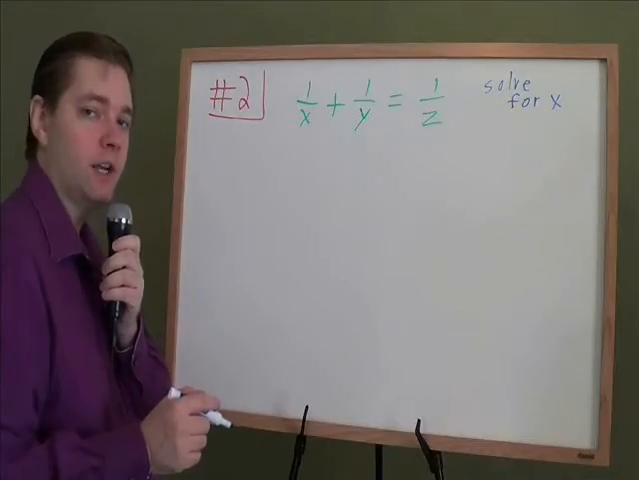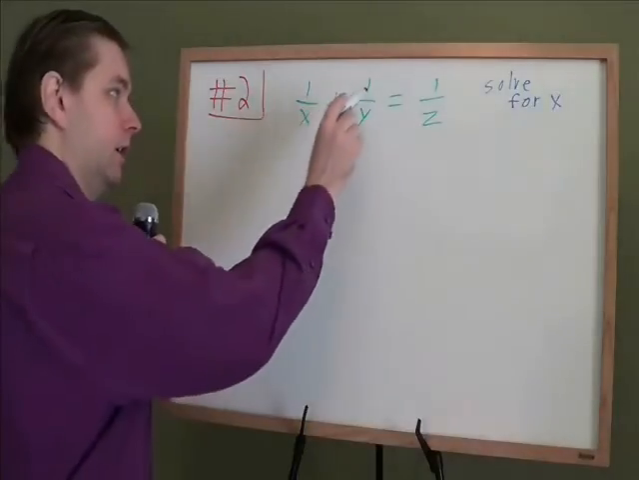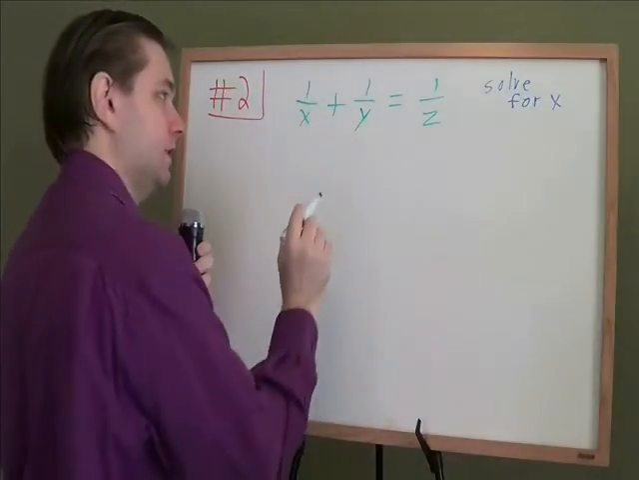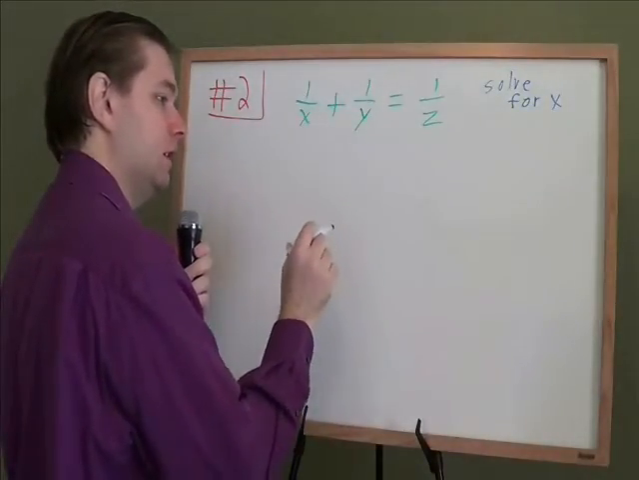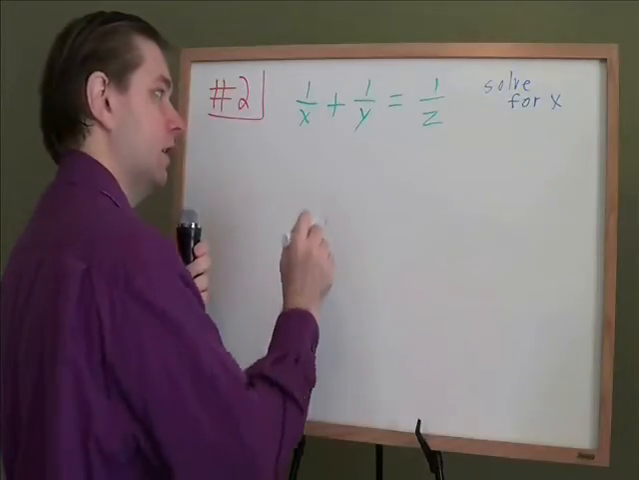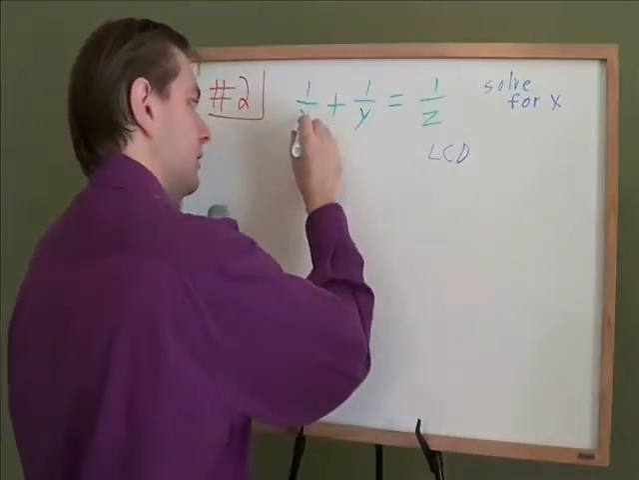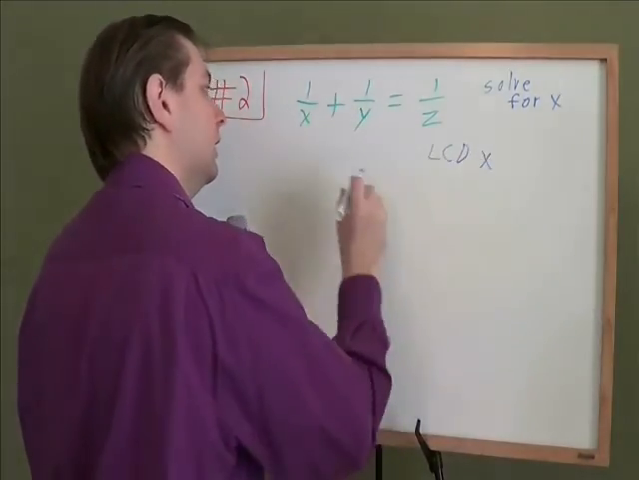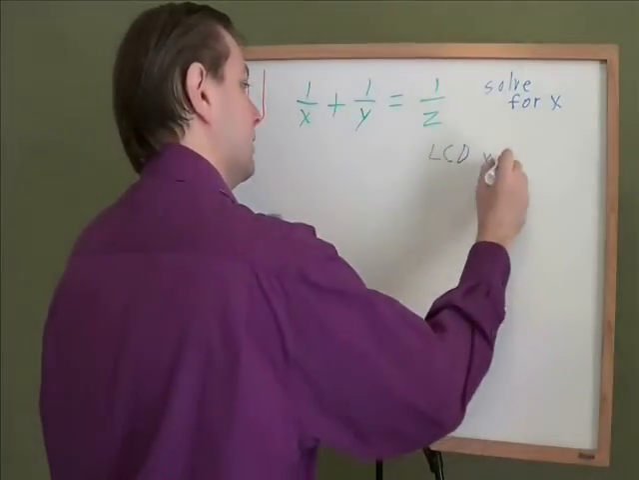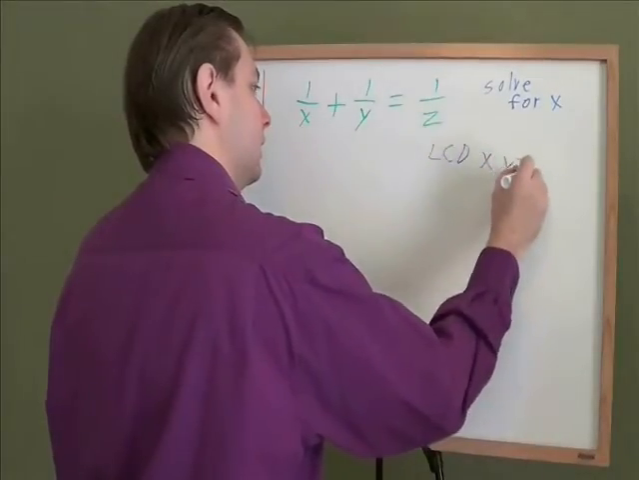Here we have an equation with fractions. The big trick on any equation with an equal sign and with fractions is that you can multiply by the LCD to get rid of all the fractions. So first of all, what is our LCD? Well, one of our denominators is x, so that needs to be part of the LCD. Y needs to be part of the LCD, and so does z.